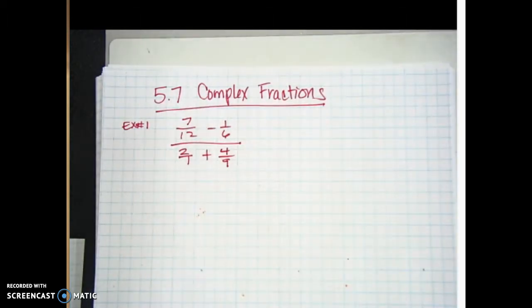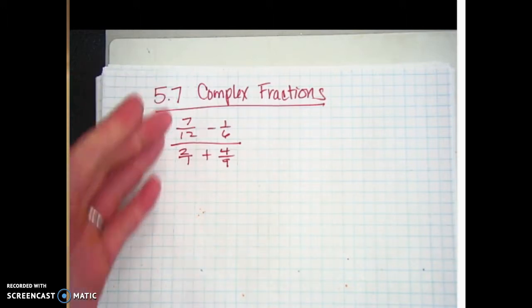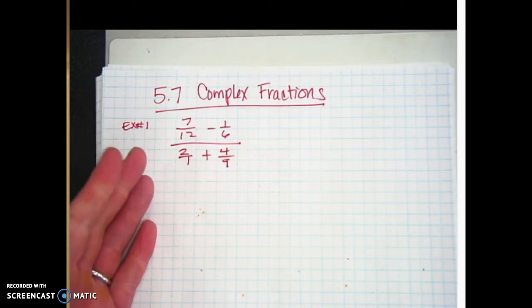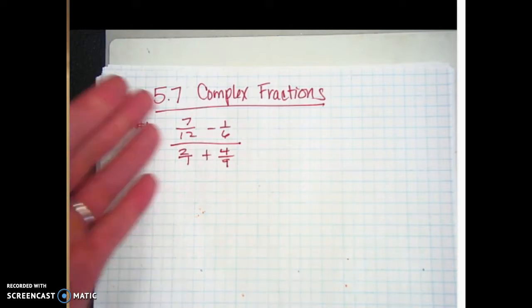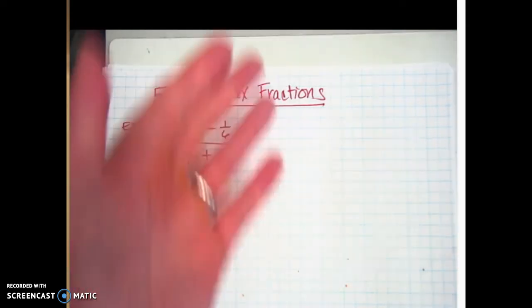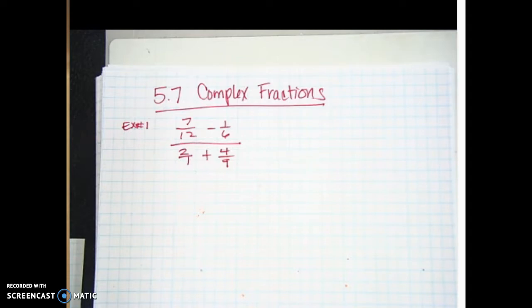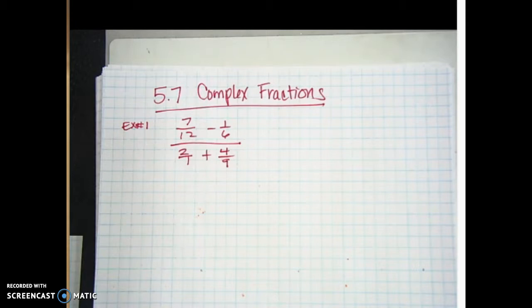All right, so this is what's called a complex fraction because you've got not only fractions within a fraction, like the other day when we were finding the product and the quotient, but you've also got adding and subtracting within the complex fraction. Okay, so just like the other day, in order to add or subtract fractions, you need to have what? Common denominators, right? Common denominators.